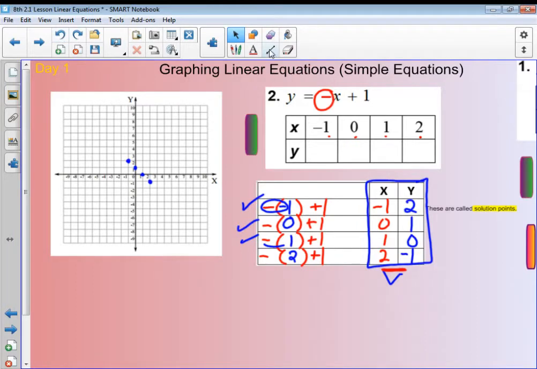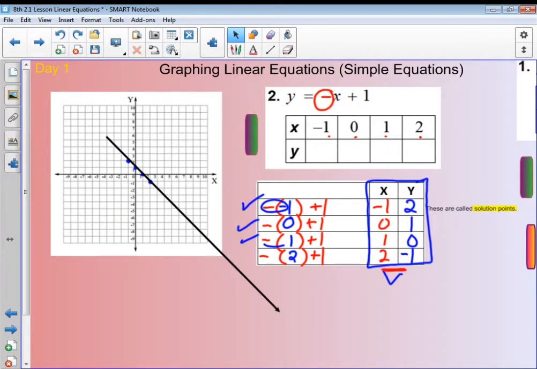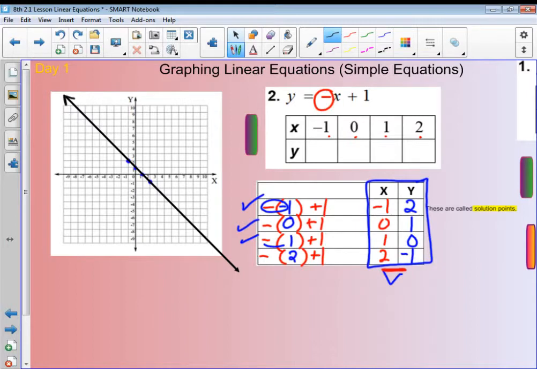Now I need to make sure that I connect through my points all the way through my graph. This is where you're going to want to use a straight edge just to make sure that you're getting it nice and straight through there. And then you put an arrow at each end.